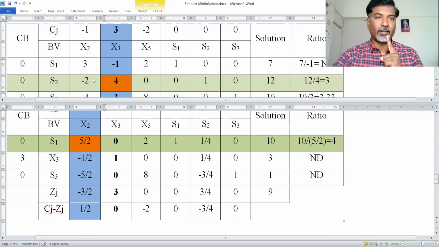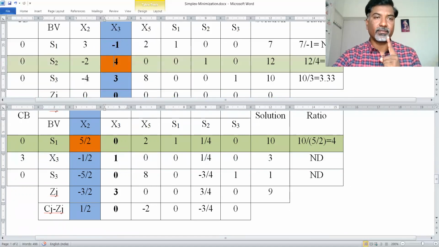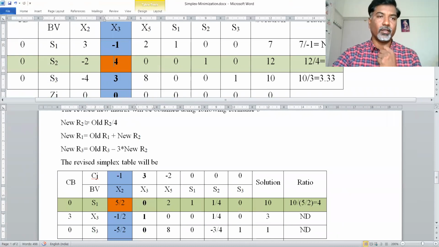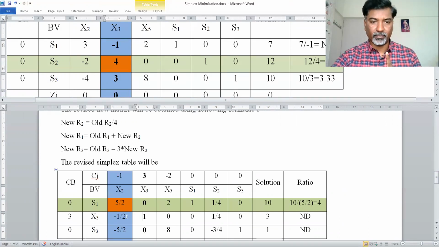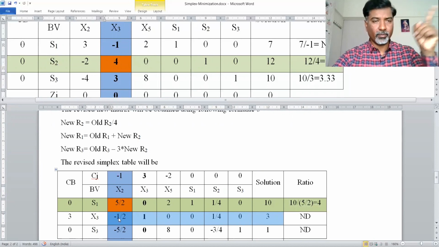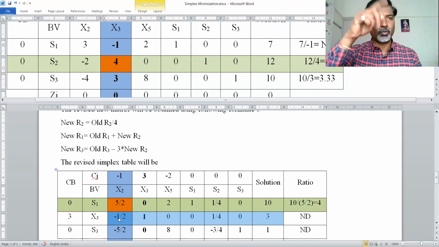Now what is the case? This is my old R2. What is the rule? New R2 is equal to old R2 divided by 4. So I have to enter all the new values for row 2. So minus 2 divided by 4. Minus 2 divided by 4 is nothing but minus half. If you divide minus 2 by 4, 2 into 1, 2 into 2, means minus 1 by 2 is the answer.